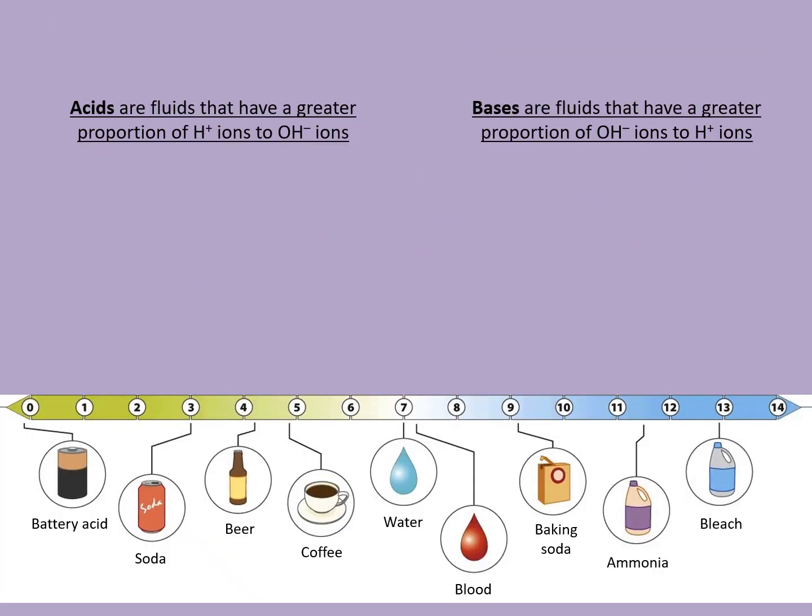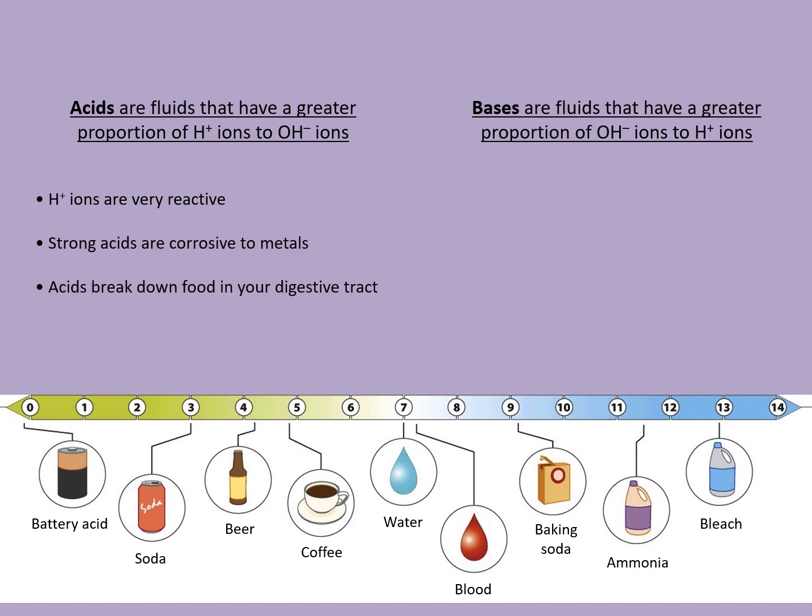Acidic fluids have a greater proportion of hydrogen ions to OH ions, and those hydrogen ions are very reactive. Strong acids are corrosive to metals. Acids break down food in our stomachs, in our digestive tract, and they generally have a sour taste.